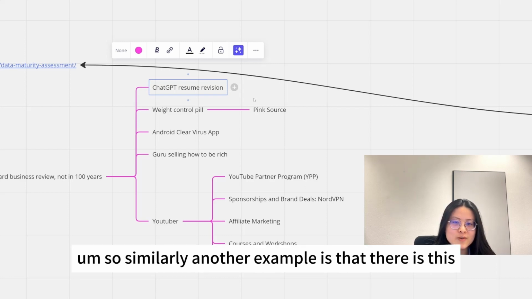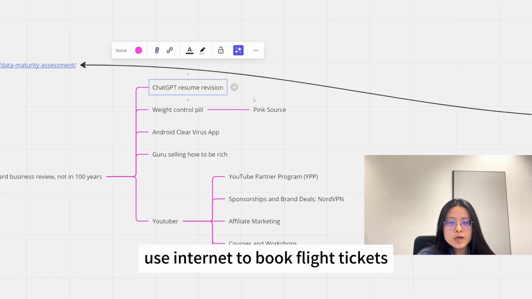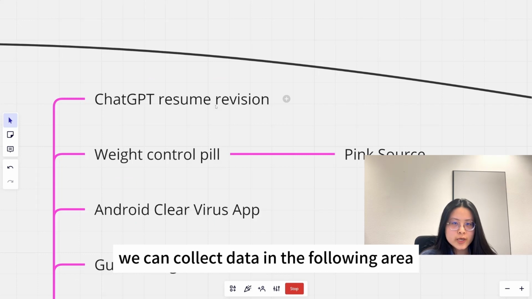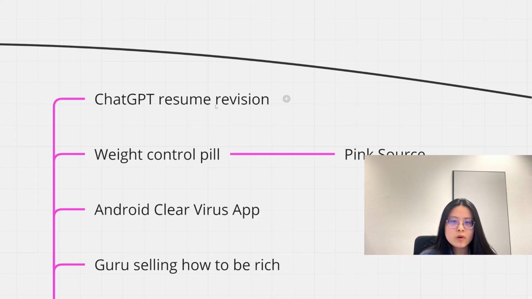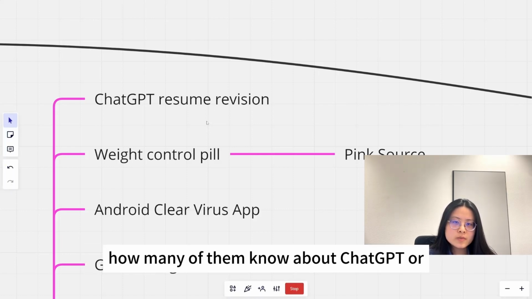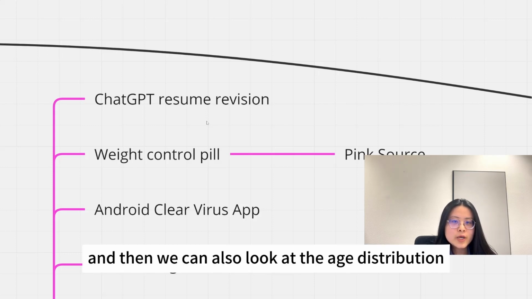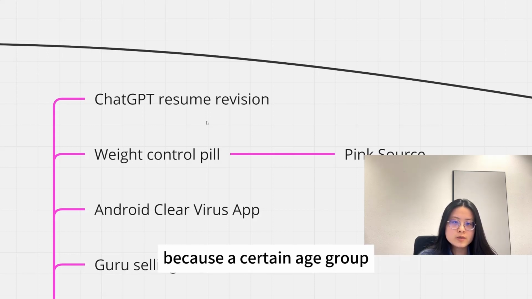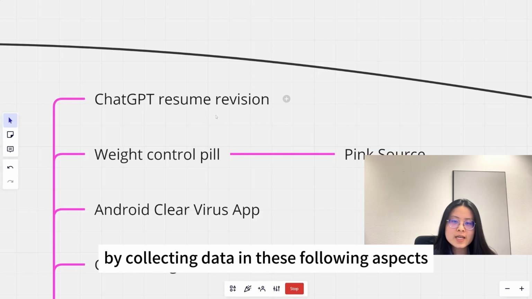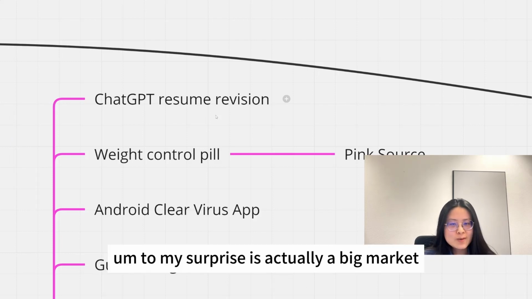So similarly, another example is that there is this agency that helps elderly people who don't know how to use the internet to book flight tickets. So to look at whether this idea really works or not, we can collect data in the following areas. How many people know how to use the internet? Of the people knowing how to use the internet, how many of them know about ChatGPT or know about Skyscanner, this flight booking website? And then we can also look at the age distribution, because a certain age group tends to use the internet less than other age groups. By collecting data in these aspects, we can try to quantify how large this market is. To my surprise, it's actually a big market.